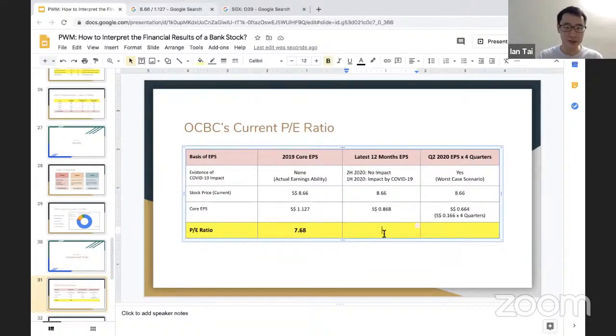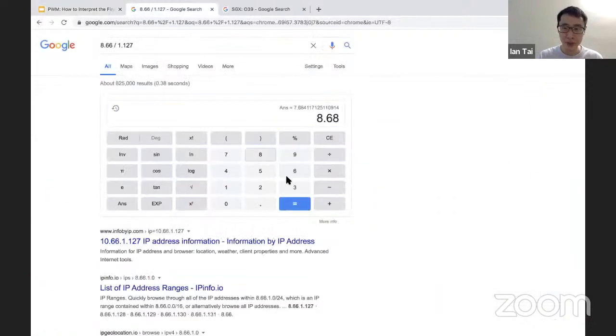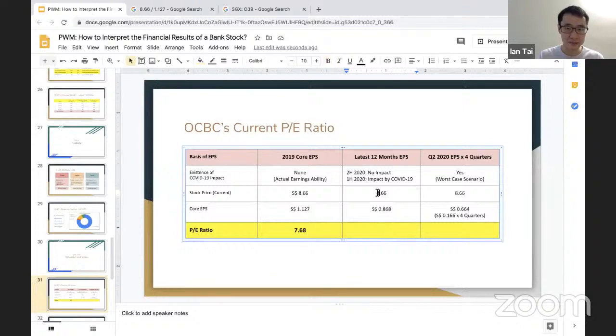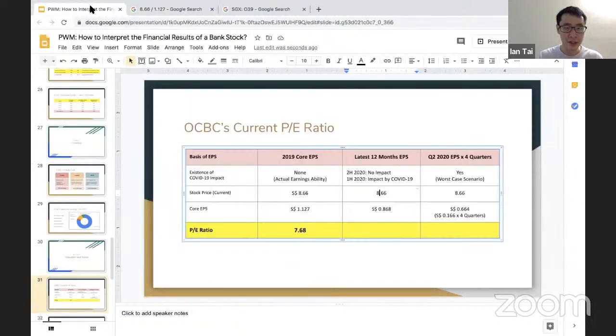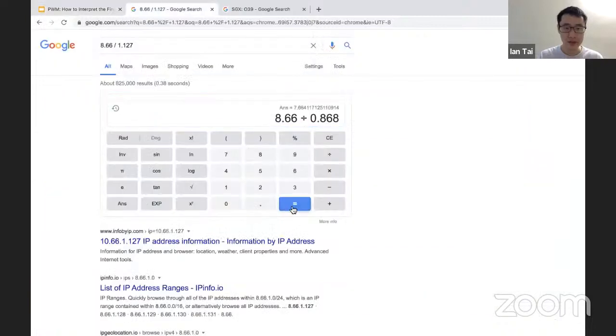If you calculate, sorry, the price is $8.66. Let's do it again, 8.66. You divide it by the latest 12 months earnings per share of 86.8 cents. So you will have a PE ratio of 9.98, which is very close to 10.